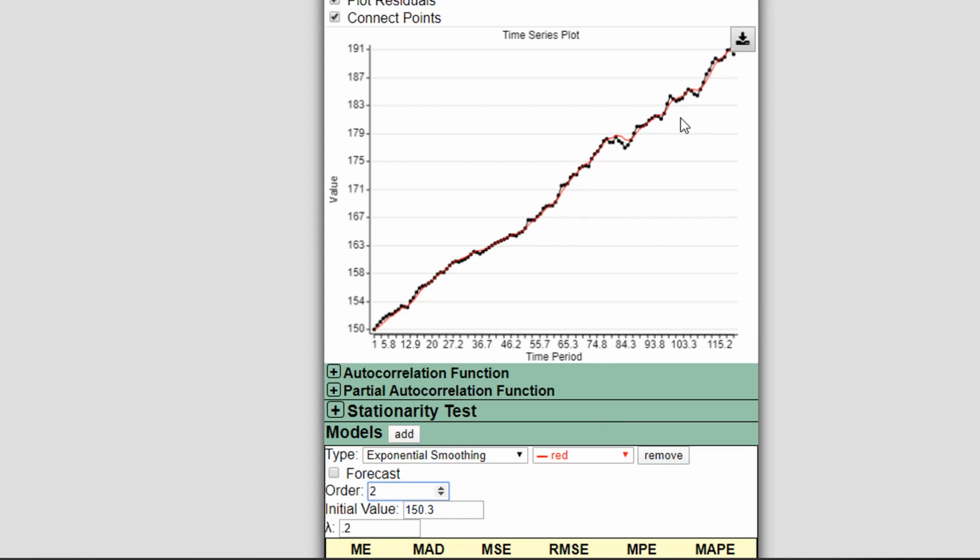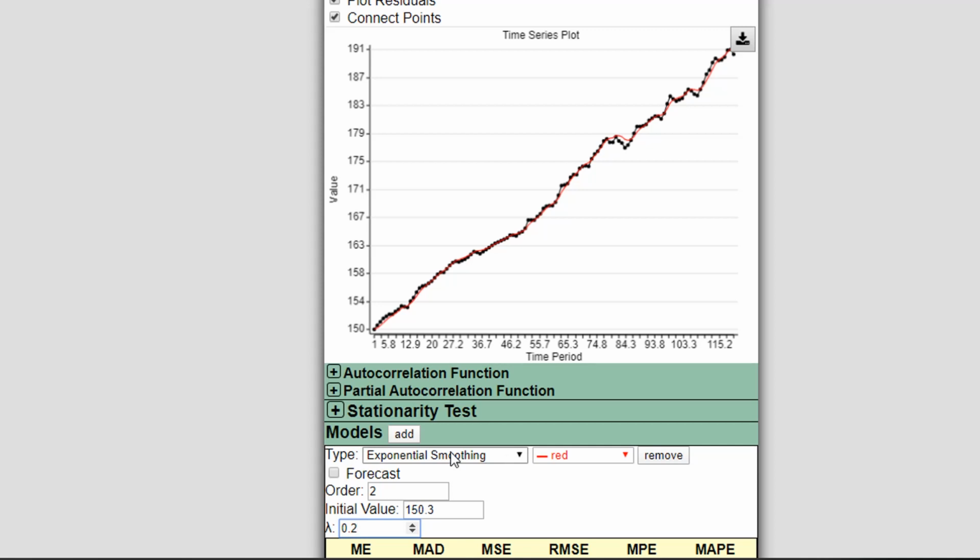You can see the red. I'm going to not connect the points so you can see a little bit better. Yeah, you can see how I'm going through the midst of these a lot better with this smooth curve. We can adjust the lambda on this, but it's pretty good just with a lambda of 0.2.